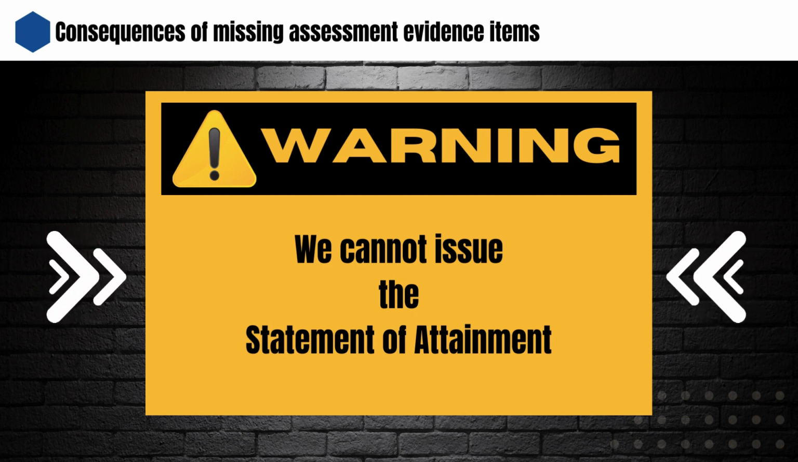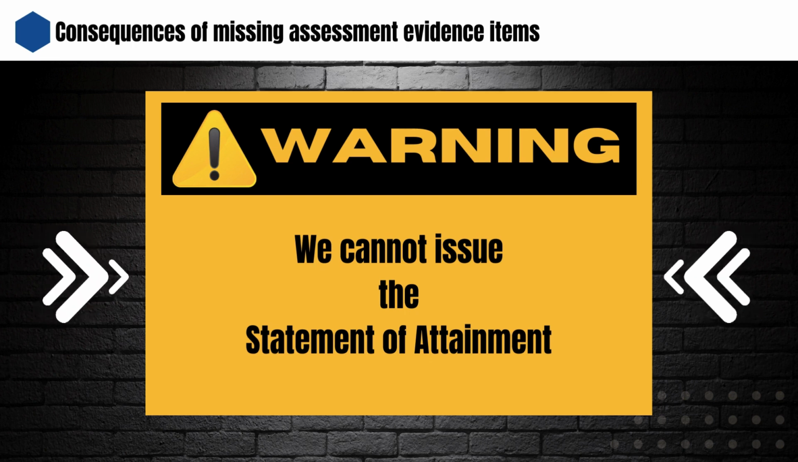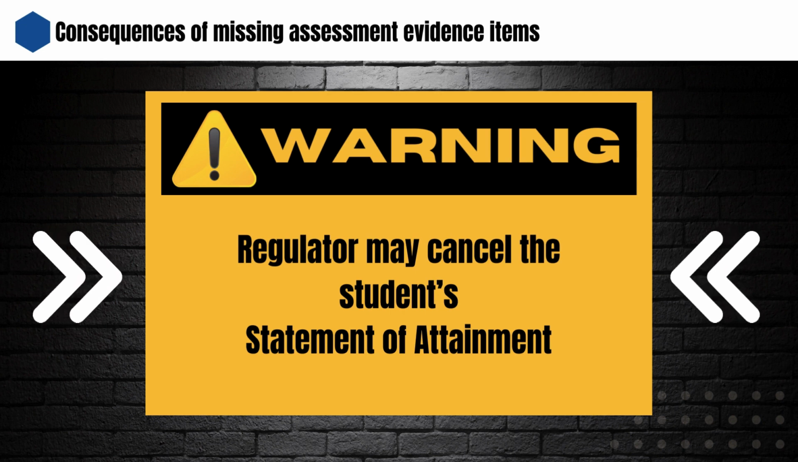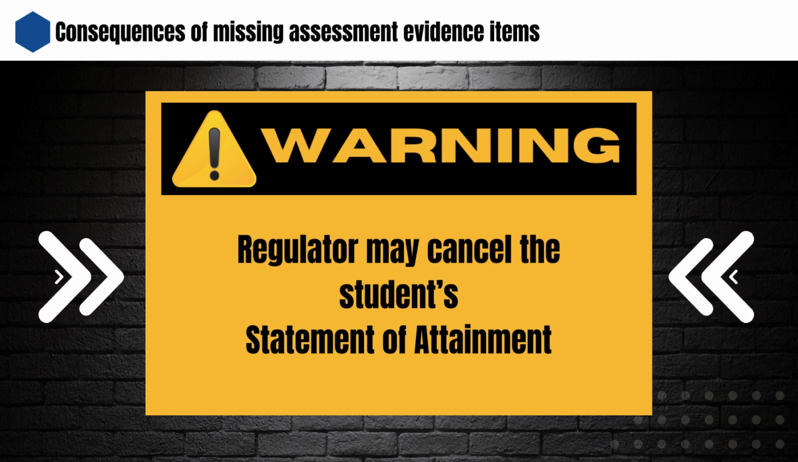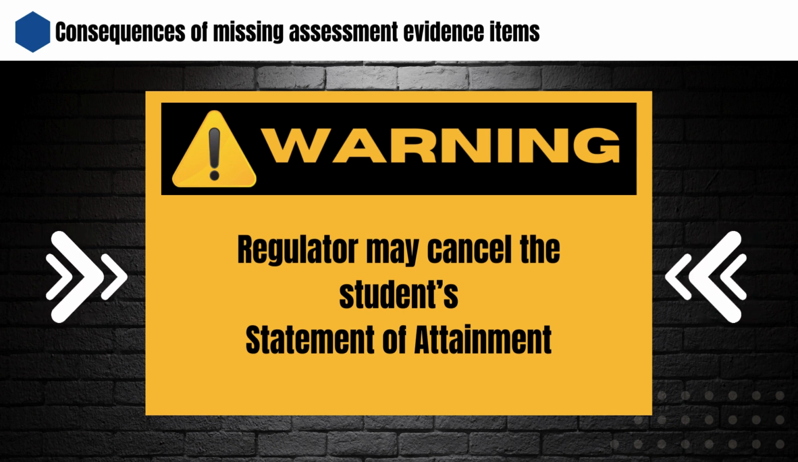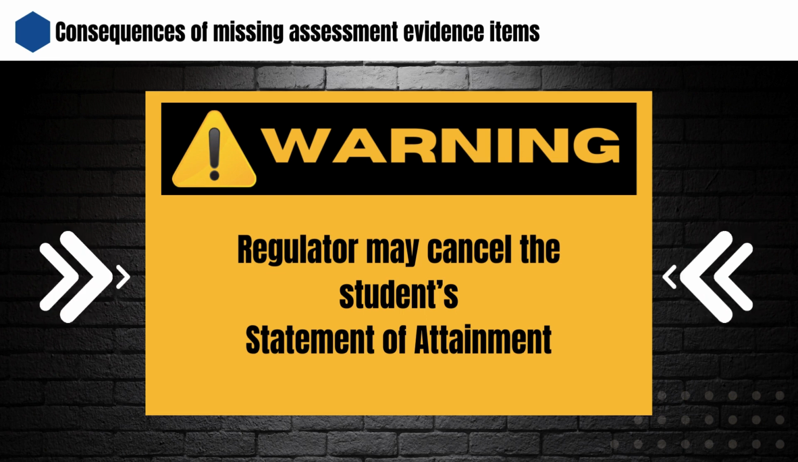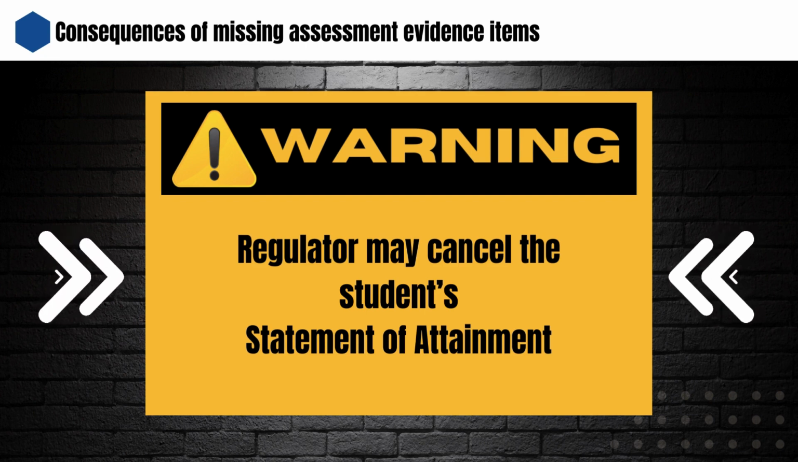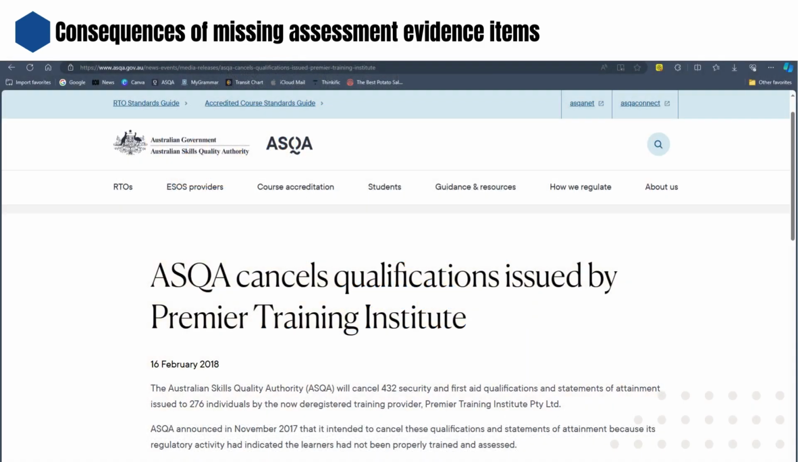If we were to go ahead and issue the statement of attainment, then there is a risk that the federal regulator may later on withdraw the student's statement of attainment, or make us reassess the student, or they might even take out sanctions against us and close our RTO down and transfer our students to another RTO. This has happened in the past when the federal regulator has come across situations where students have not been properly assessed.